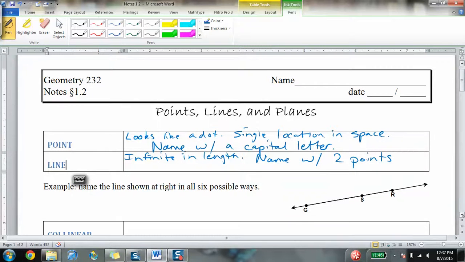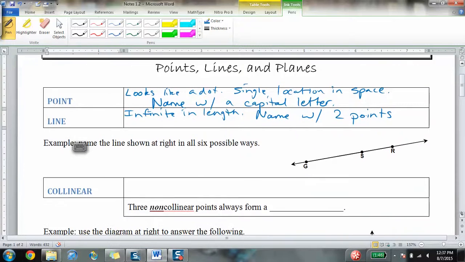So an example, how do we name the line shown here? Well, there's many ways we could name it. We just need to name it with any 2 points on the line. And we use this notation right here with a line above the 2 letters and a double arrow on either side. That's the notation that we use for a line.